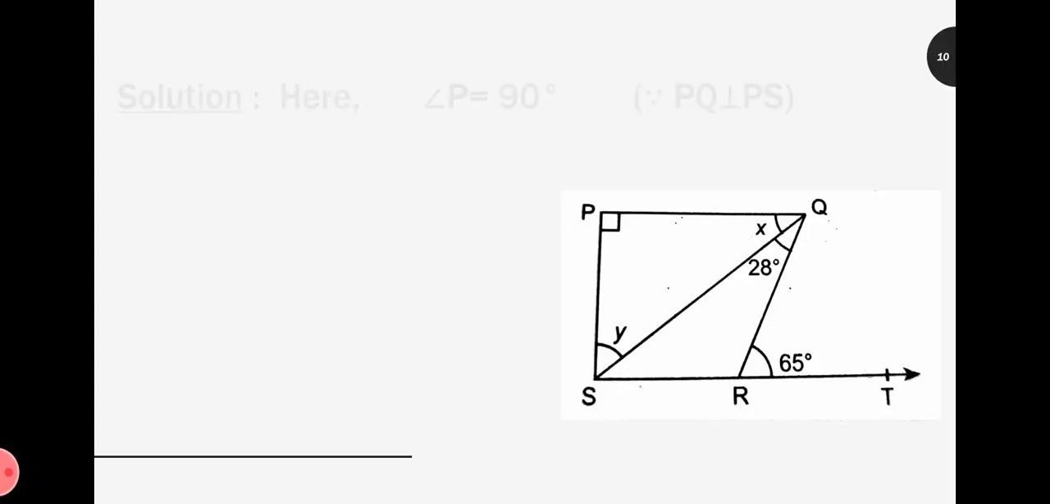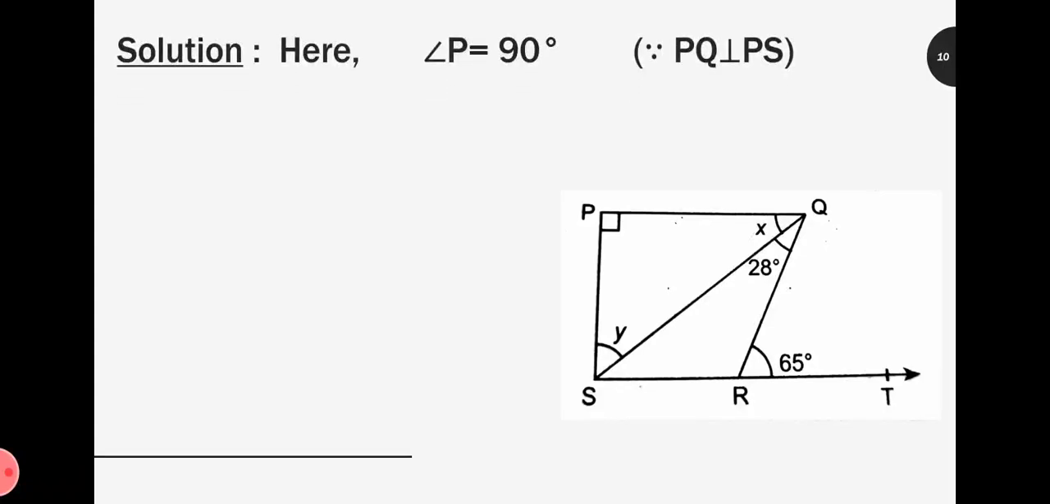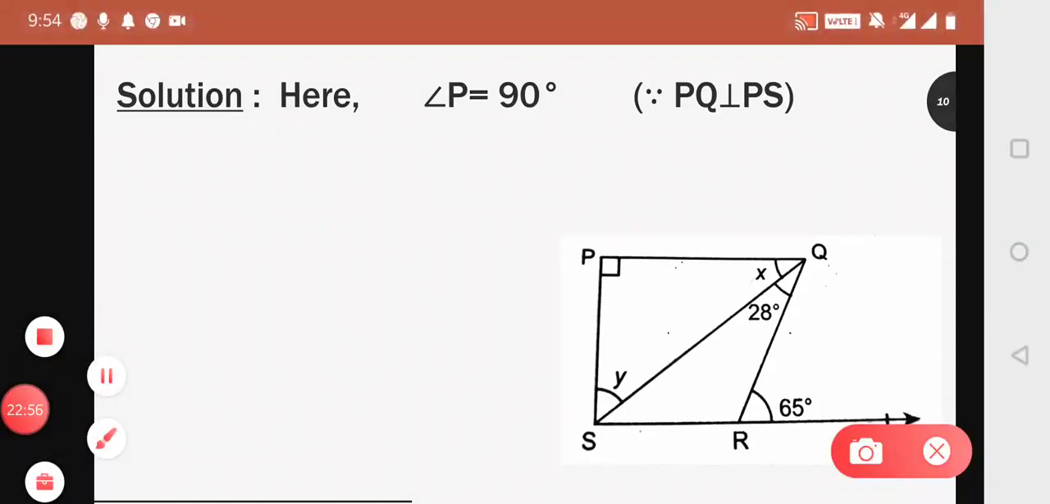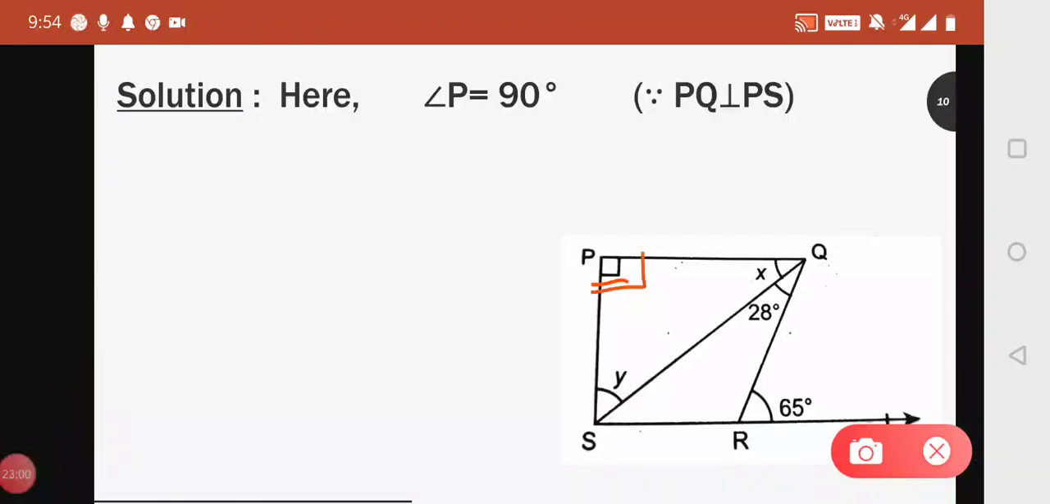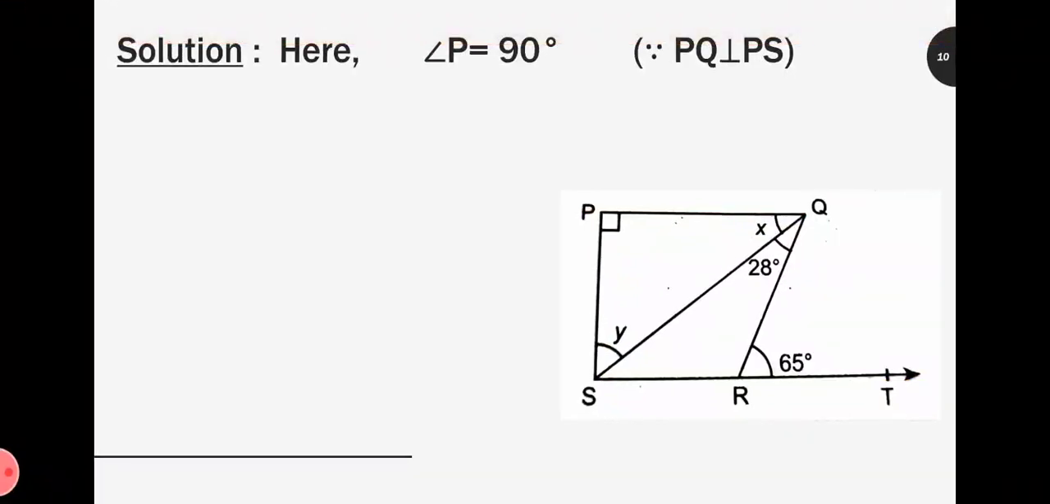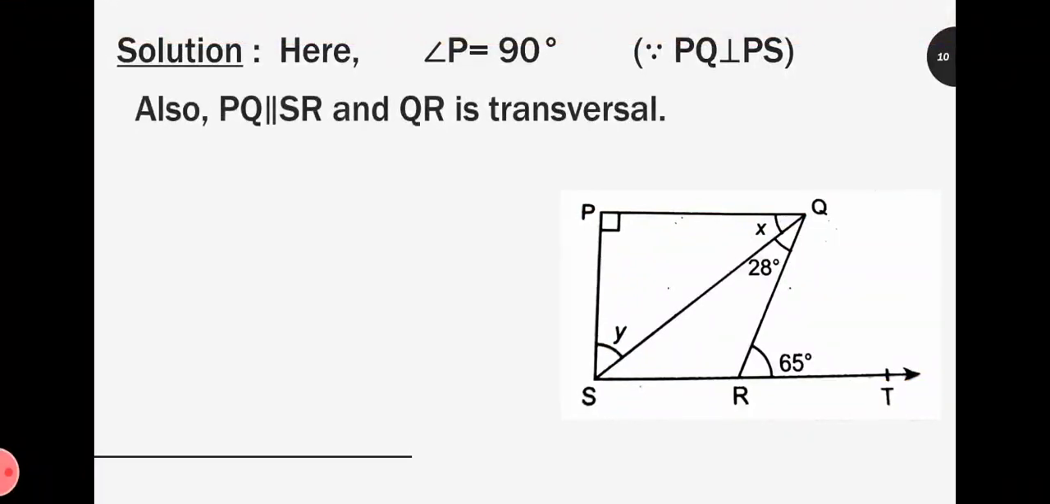Yes, let's solve. Here angle P equal to 90 degree because PQ is perpendicular to PS, so it makes 90 degree. Also PQ is parallel to SR, it is given in the question. Now when PQ is parallel to SR, we get QR as a transversal. We can take QR as one of the transversals.